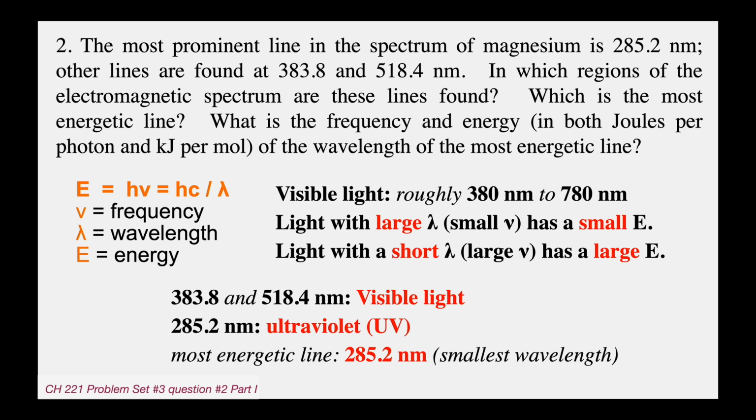And again, smallest wavelength, highest energy, 285.2 nanometers would be the most energetic. And again, if you put down ultraviolet for 383.8, not a big deal. That's kind of a rough guide there to wavelengths. It's not exactly perfect. Now that we know that 285.2 nanometers is the most energetic, we can now calculate in the next slide frequency, energy, etc., etc.